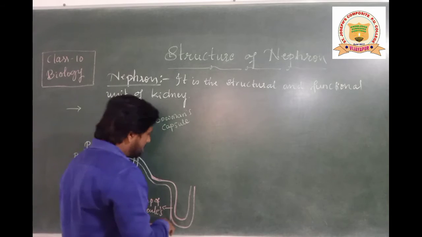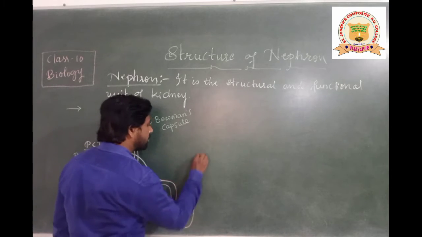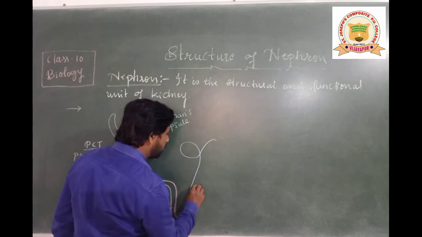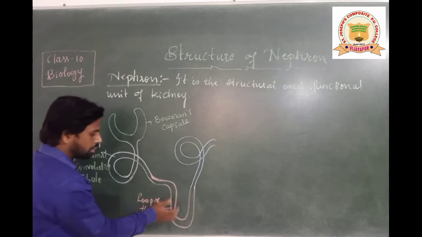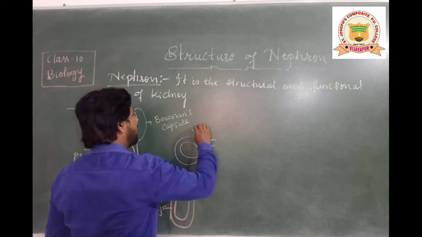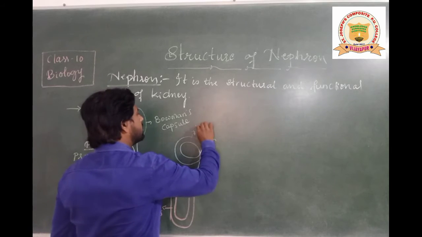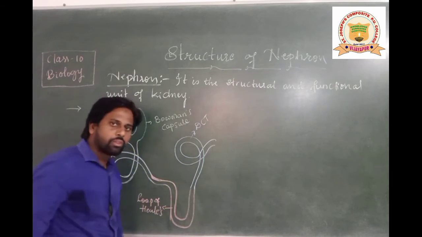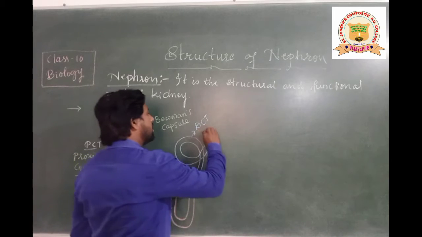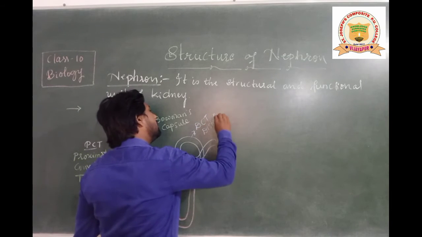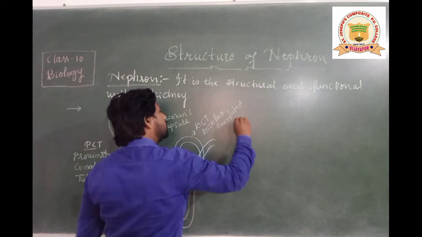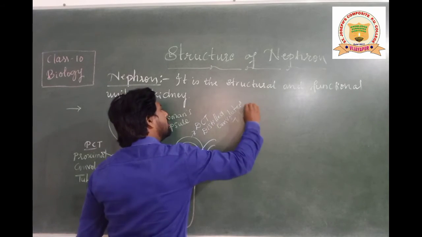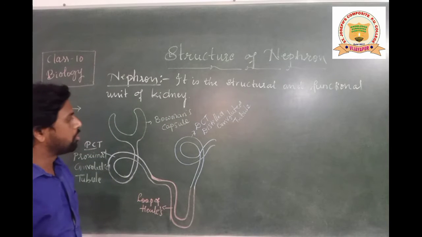Later this continues as one more coiled tubule, students. One more coiled tubule after this loop of Henle. It is called DCT. What is DCT here? Distal convoluted tubule we call.